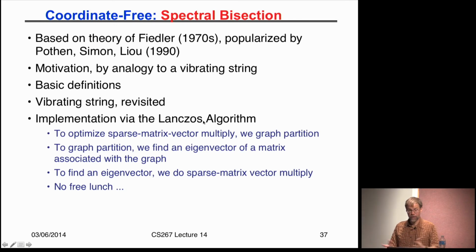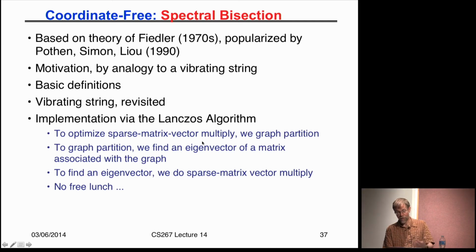There's a classical algorithm for that called the Lanczos algorithm. But let me tell you that we now have a sort of a chicken and egg problem. Why am I doing this in the first place? Well, I wanted to optimize sparse matrix vector multiply, right? That was one of my original motivations. And so I want a graph partition. So that means I need to find an eigenvector of a matrix to find the second lowest mode of vibration. That means I'm going to run the Lanczos algorithm. How does the Lanczos algorithm work? It does sparse matrix vector multiply, right? So it sort of sounds like there's no free lunch.